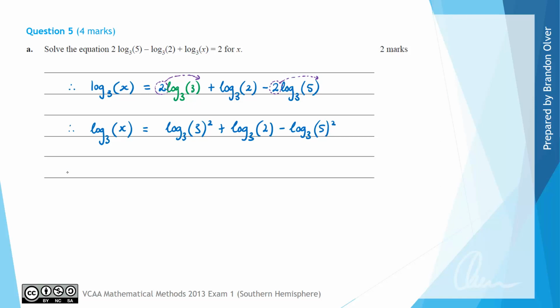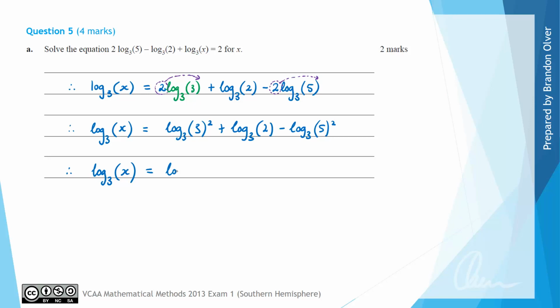So on our next line of working, we're still going to have log 3 of x is equal to. We have log properties that say that if we add two logs, we can multiply whatever's inside them, and if we subtract logs, then we can divide whatever is inside them, as long as all the bases are the same, which they are for this question.